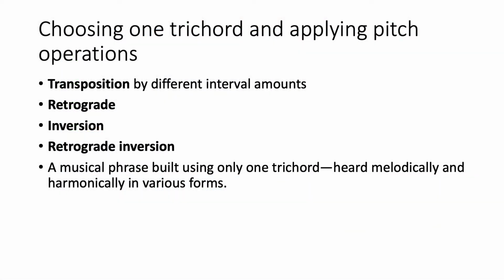We could take a trichord and apply pitch operations to the trichord in much the same way as we took a diatonic motive and used operations to create a larger melody. We can transpose the trichord by different amounts. We can play the trichord backwards or retrograde it. We can have the mirror image of the trichord, which is the inversion, and then we can combine the retrograde and the inversion to create a retrograde inversion form.